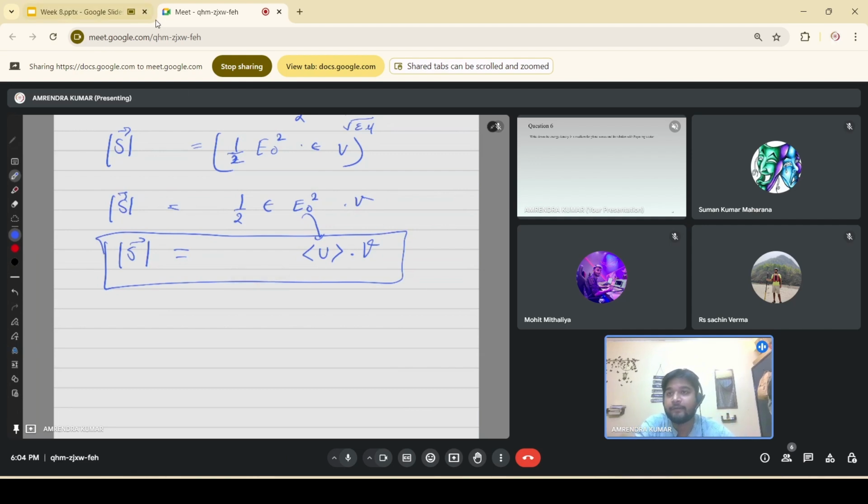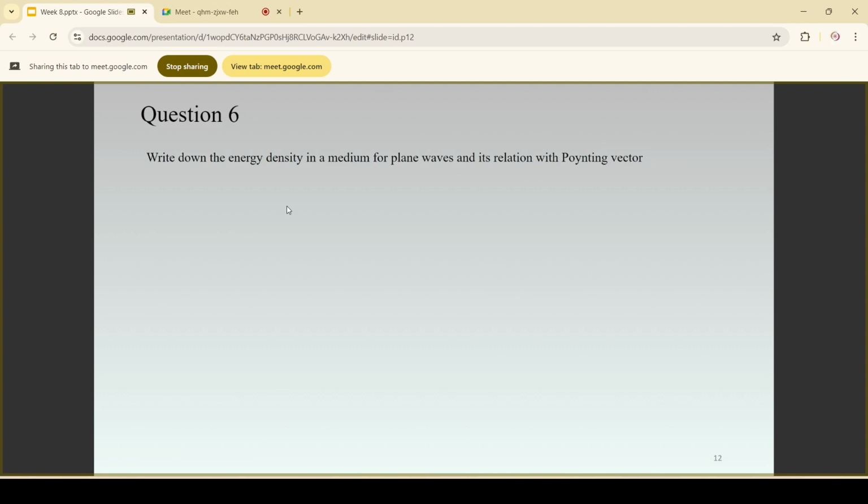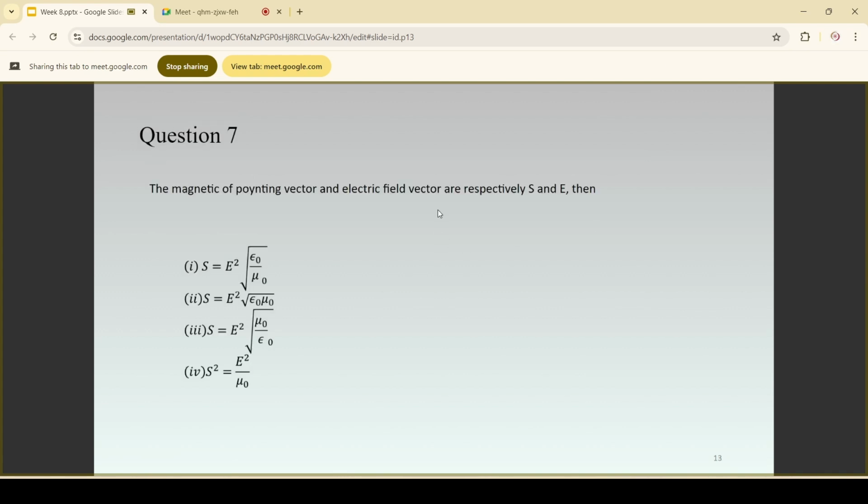Okay. Now, what is the next question? So we have derived the energy density in a medium for plane waves and a relation with the Poynting vector. We recall that we have used this thing here, and it's true for plane waves. So that's why we can write this like this. Now, the next question is, the magnitude of Poynting vector. Sorry, this is a typo. The magnitude of a Poynting vector and electric field vector are respectively S and E. Then which of the following is true?